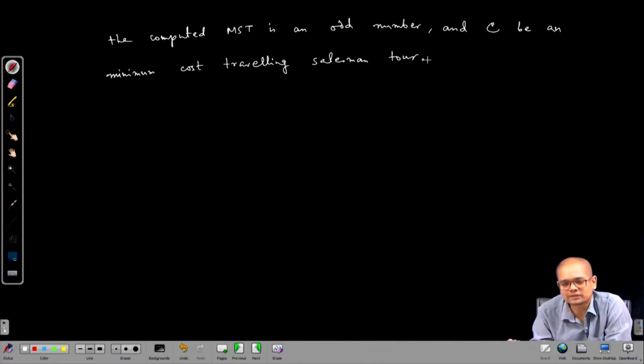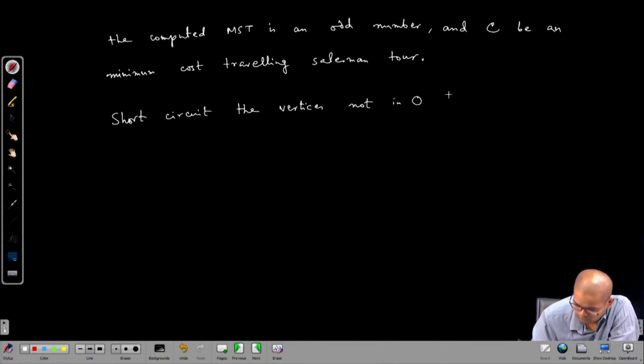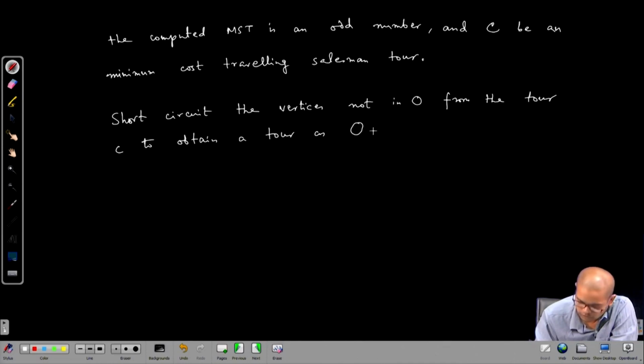The first step is to short circuit the other vertices and have a shorter tour from C which is on O. So, short circuit the vertices not in O from the tour C to obtain a tour on O, a tour, let us give it a name, tour say C prime on O.